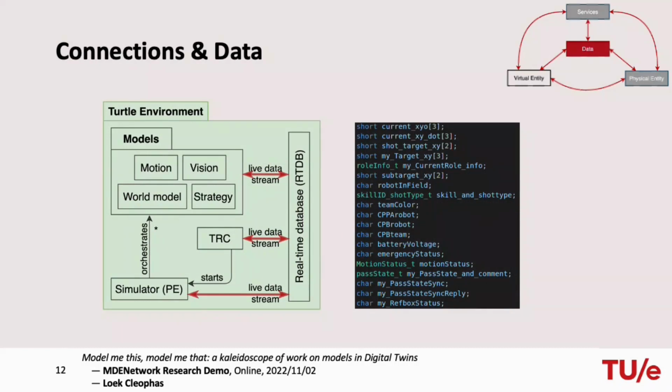Then let's look at the data and connections dimension. The parts of the existing Turtle system were already quite well connected via this RTDB communication layer that I mentioned. It's basically a high-speed in-memory database which uses a producer-consumer model for communication. And it allows communication between all of the entities that need to communicate. We also looked at the data being exchanged via this RTDB. The screenshot here on the right shows a subset of that data.